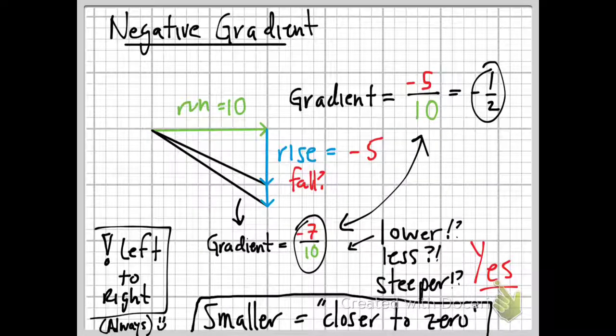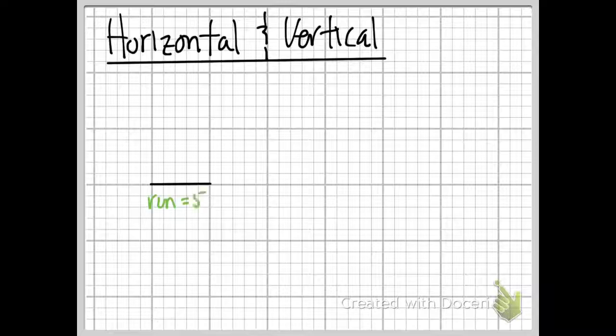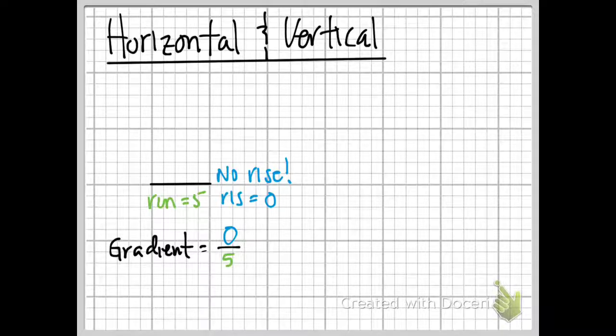Okay. All right. So last thing to talk about here is horizontal and vertical lines. They're a bit of a special case, each one of them. Let's start with horizontal. Okay. Here's a nice little horizontal line. It's got a run of 5, easy enough, but there's no rise. Okay, so we say the rise is 0. Okay, it hasn't risen at all. So when we go to calculate the gradient, we get a gradient of 0 over 5. Okay, which of course 0/5 is just 0. It's no fifths at all. 0 over anything is 0.